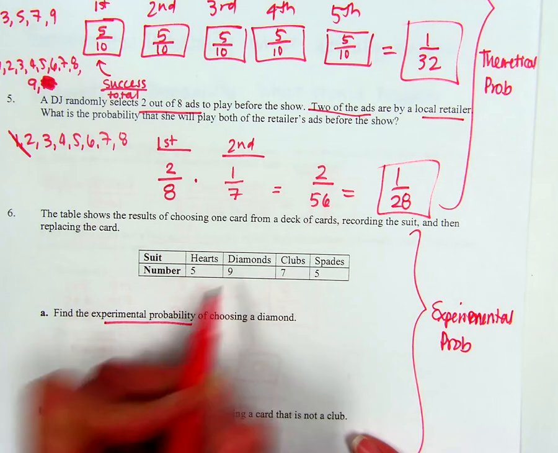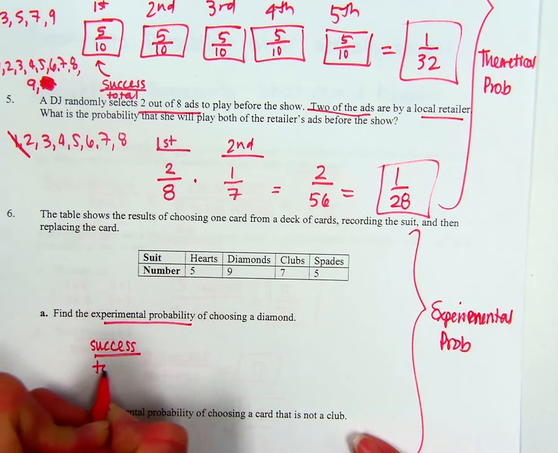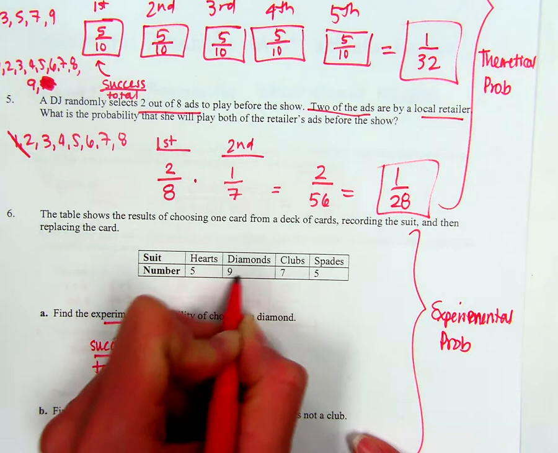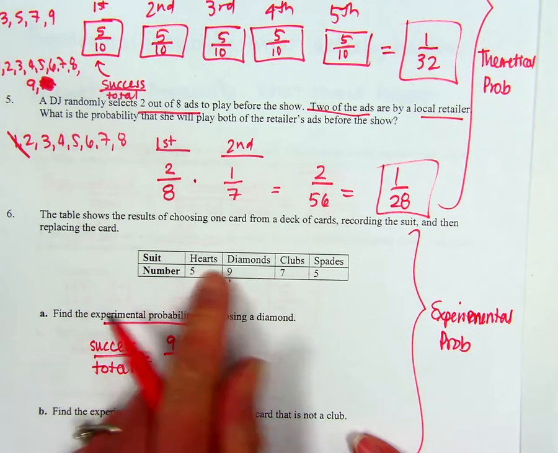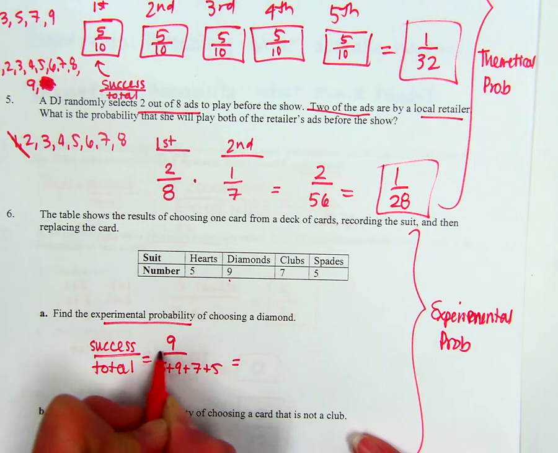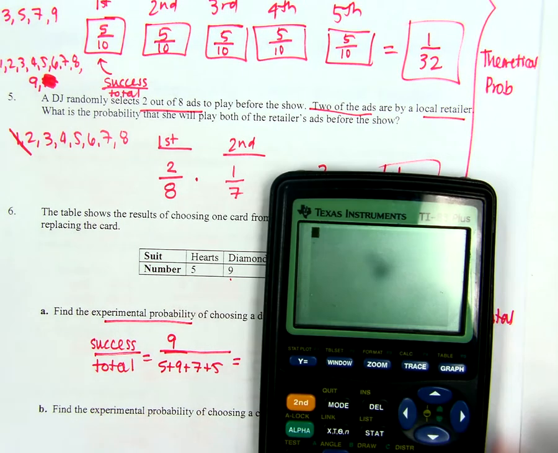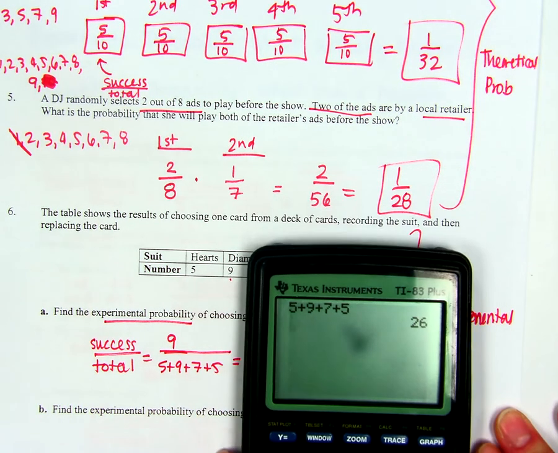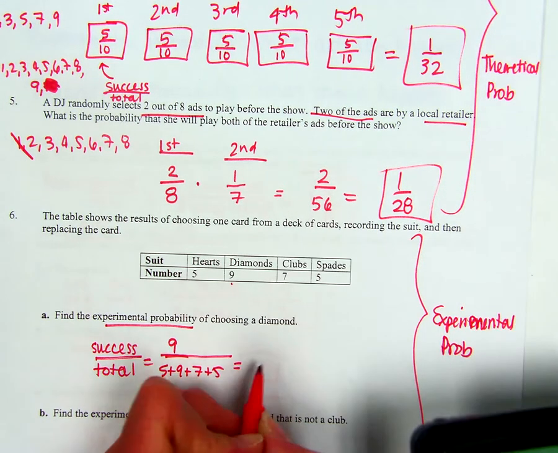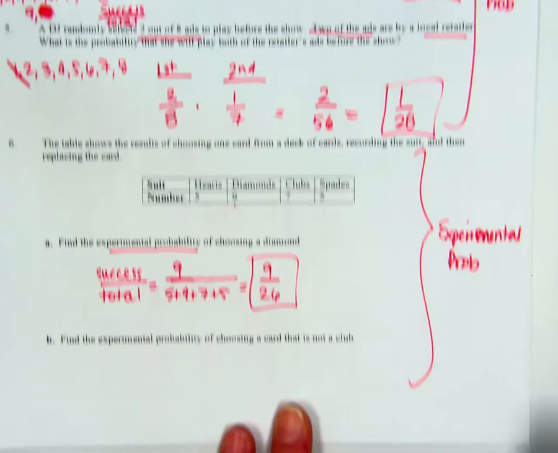Okay, so how many diamonds were there? There's 9 diamonds. Total is you have to add up what's 5 plus 9 plus 7 plus 5. Okay, so if you add those together, you get 26. Okay, so we have 9 out of 26, and that does not reduce.